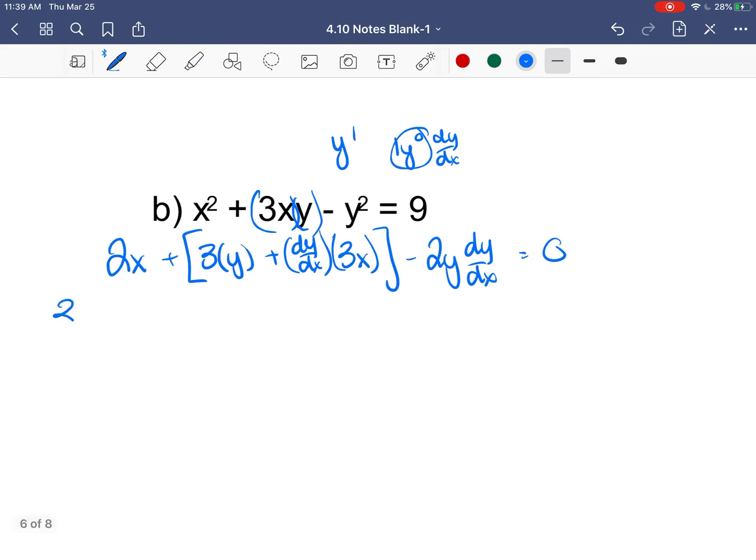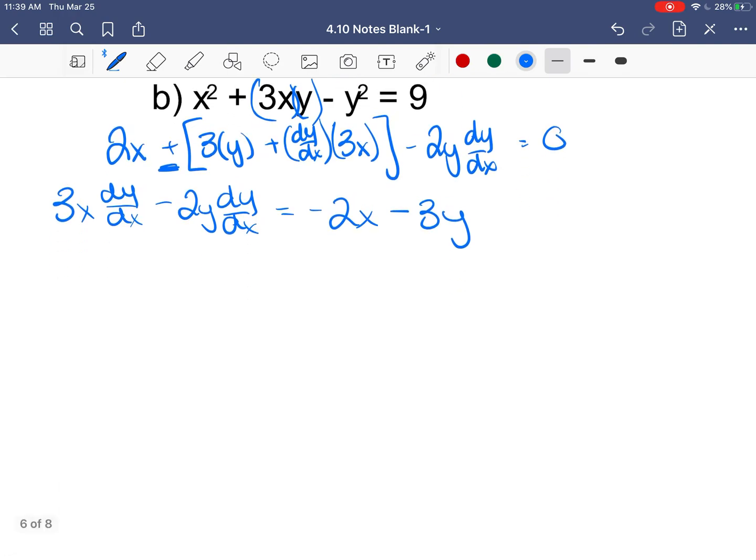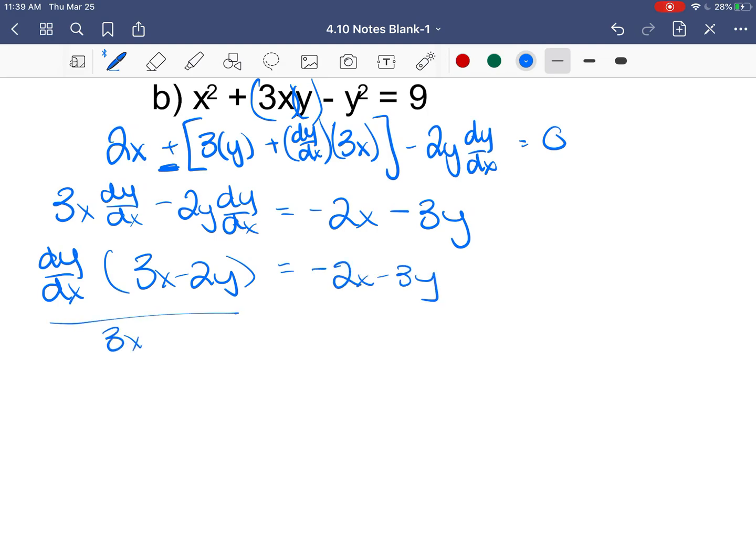Okay, perfect. So we want to get dy/dx by itself. So we've got 3x dy/dx minus 2y dy/dx equals negative 2x minus 3y. We'd really want to watch if that was a negative, because we'd have to distribute the negative through, but it's a positive, so we're okay. Factor out dy/dx, and we're left with 3x minus 2y equals negative 2x minus 3y. Divide both sides by 3x minus 2y.